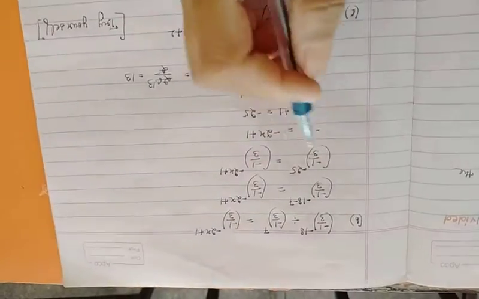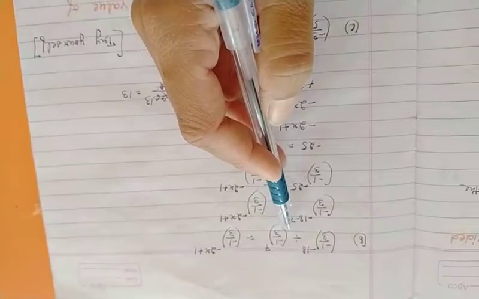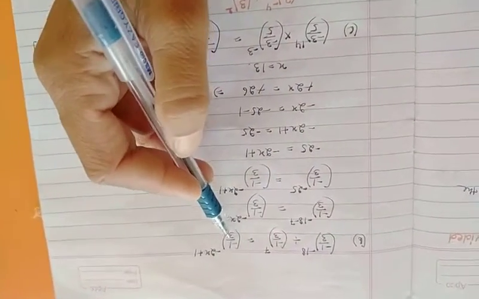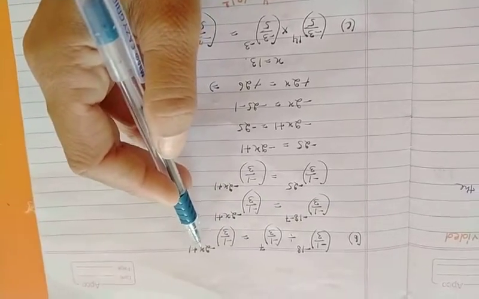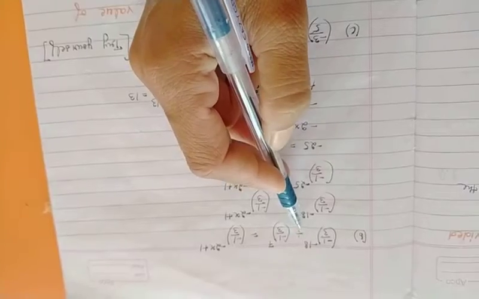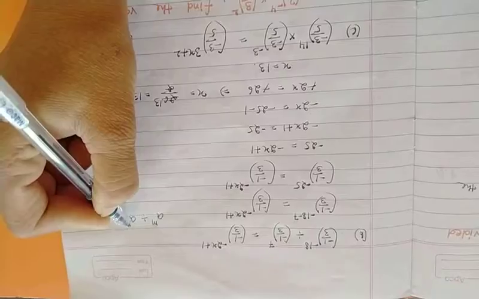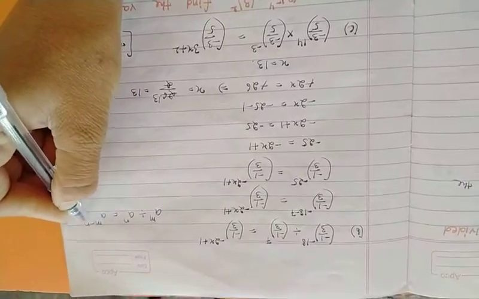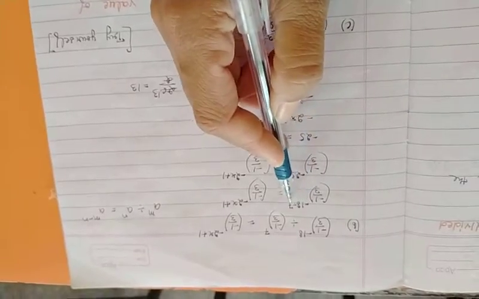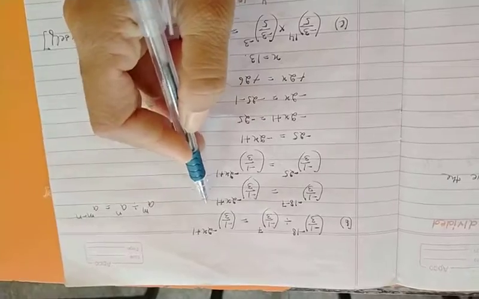X is 3. Now the b part is (minus 1 by 3) raised to power minus 18 divides (minus 1 by 3) raised to power 7 equals to (minus 1 by 3) raised to power minus 2x plus 1. Here we see that there is a sign of divide. So in division, when a^m divides a^n, we get a^(m minus n). So (minus 1 by 3) power minus 18 minus 7 equals to (minus 1 by 3) power minus 2x plus 1.